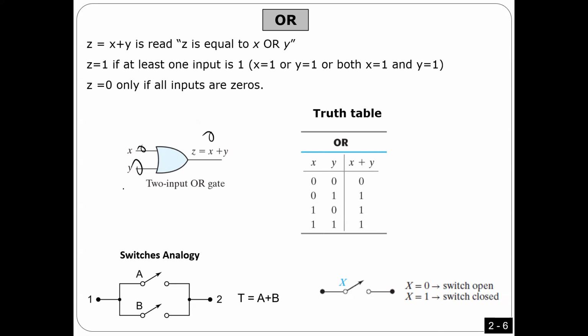Okay? For sure, the only way to get a 0 here is when the 2 inputs are zeros. Again, sometimes we do it like a switch analogy here. For the current to pass from point 1 to point 2, it's enough to have one switch closed. Closed here means 1. So if there is one input that is 1, this switch is closed and then the current can flow. If you have 1 and 1, okay, that's more than what I need.